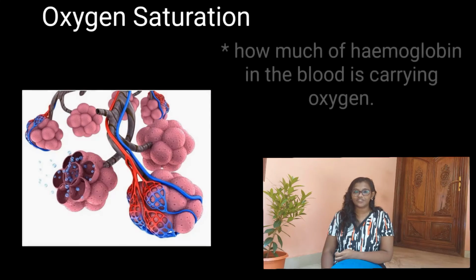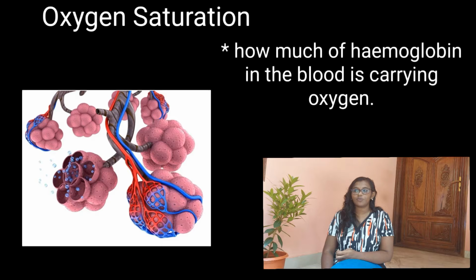You all have probably seen this equipment, but what actually is it? It is known as a pulse oximeter, and it is used to measure pulse rate and oxygen saturation of the body. Oxygen saturation is defined as how much of the hemoglobin in the blood is carrying oxygen.